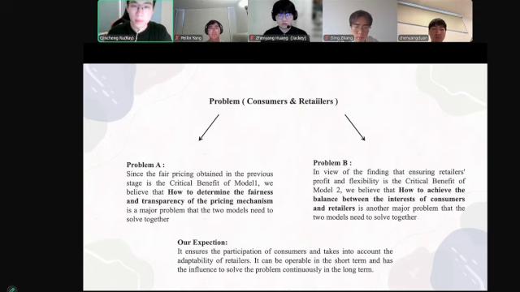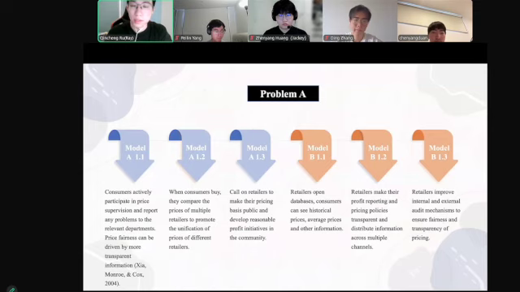Next. To solve problem A, we think in Model A, because price fairness can be promoted through more transparent information, consumers can actively participate in price formation and report problems to relevant departments. The consumers can also compare multiple retailer prices to prove price fairness. Calling on retailers to make their pricing basis public and promoting reasonable profit initiatives in the community is also a helpful possibility.